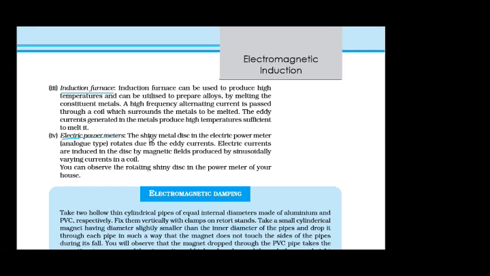Fourth one is electric power meters. The shiny metal disc in the electric power meter, analog type, rotates due to the eddy current. Electric currents are induced in the disc by the magnetic field produced by a sinusoidally varying current in a coil. You can observe the rotating shiny disc in the power meter of your house.